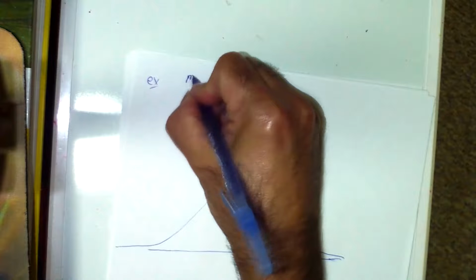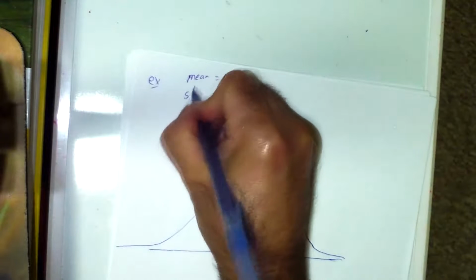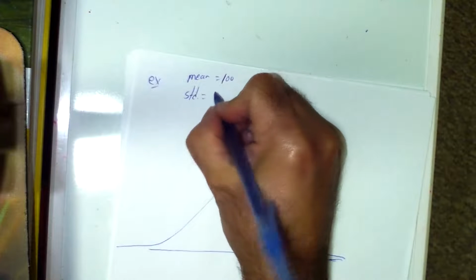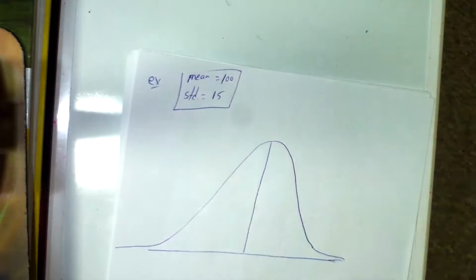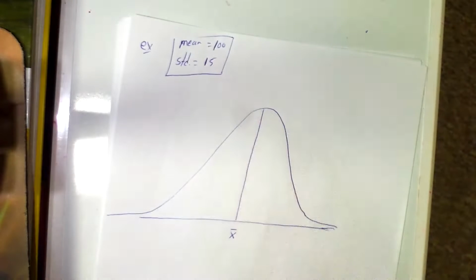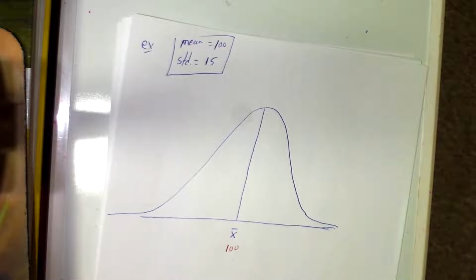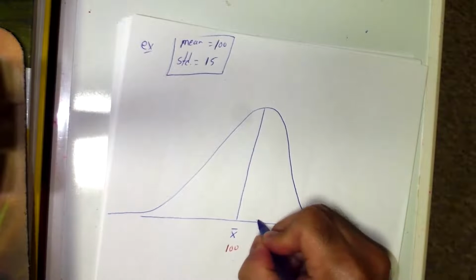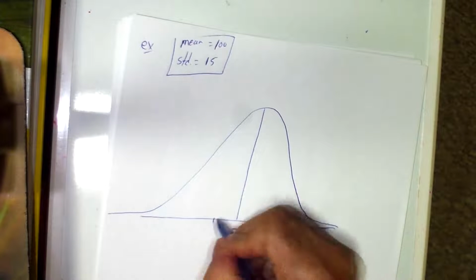All right, so let's suppose that we know that our mean is 100 and our standard deviation is 15. Okay, that's given. So what do we do? Well, I already know that my mean is 100, so I'm going to label that as 100. Now I have to label my little tick marks after and before.